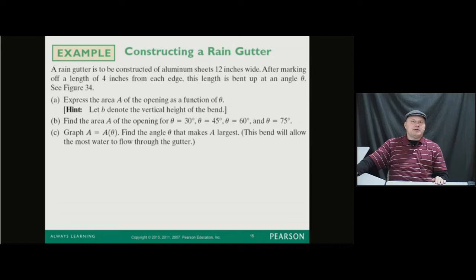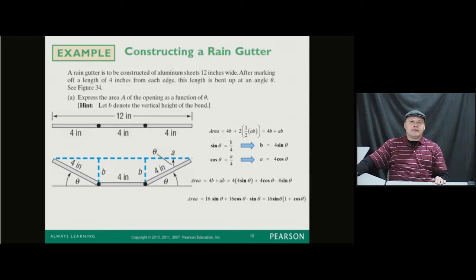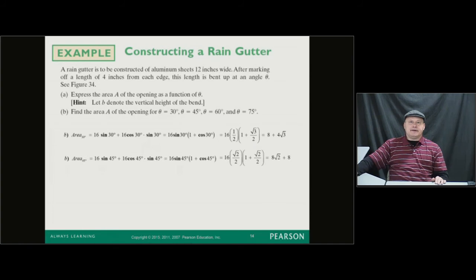And so what we're going to do is graph that function in terms of theta. So we're going to find the angle that makes A the largest. Okay, so what we're going to do now, remember the formula. Let's go back and look at that formula real quick. Okay, there it is. It was that last one. It's going to be 16 times the sine of theta times 1 plus cosine of theta. So that's the one we're going to graph. All righty?